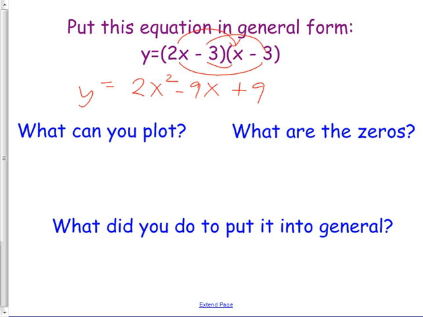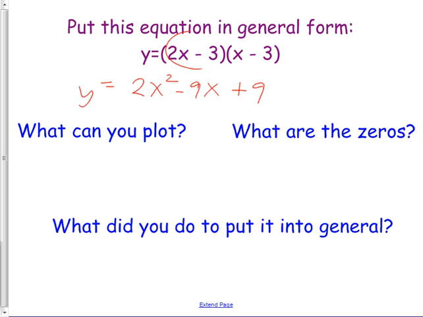Which of these is better for graphing? Factored or general? If I said graph it right now, which one would you grab and use? Factored, because it'll tell you the zeros, the roots, okay?